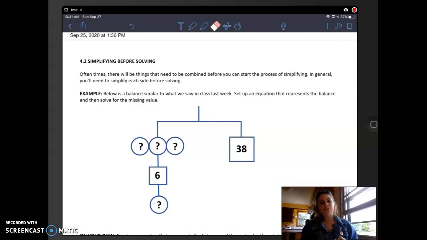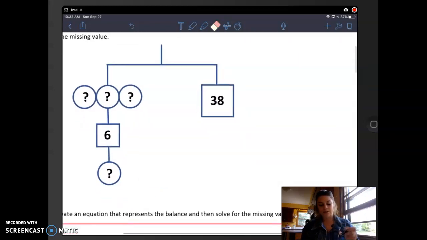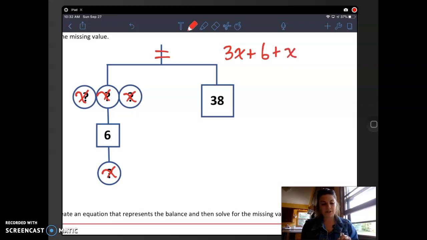All right, so first we're gonna do an example, and then you're gonna do your example and turn it into Schoology. Remember, the hanger means that we have a balanced equation, and so question marks, we can call x's, and the numbers are just ones. So if we were to write this as an equation, we would say we have 3 x's and 6 ones, and then another x, which we could write as 1x if we wanted, or just leave it as a naked x. And then we have 38 ones on the right-hand side.